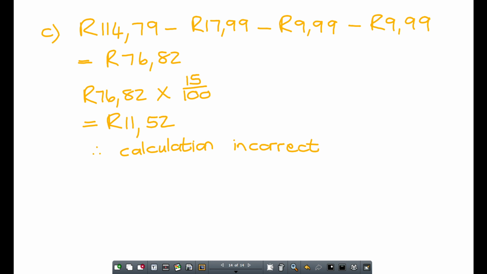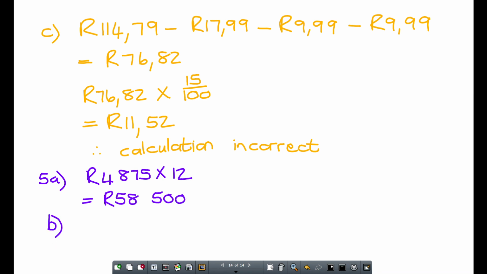Number 5 says, during 2010, Dudu earned R4,875 per month. Calculate Dudu's annual salary. Annual means for the year. So all I have to do is take his salary and multiply it by 12. He got 4,875. Let's multiply it by 12 months. There are 12 months in a year, which means that his annual salary would be 58,500.